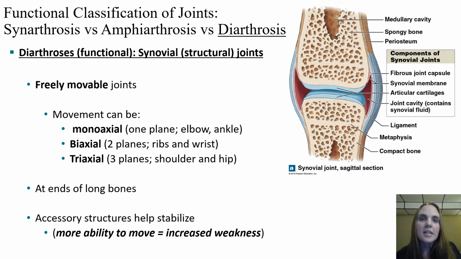We find these joints, these diarthrosis, at the ends of our long bones. We have accessory structures that help stabilize them. Remember, we've got a lot of movement here, so the joint's going to be weaker. So we want to have these accessory structures to stabilize them.